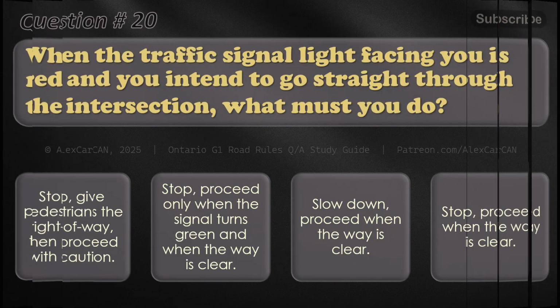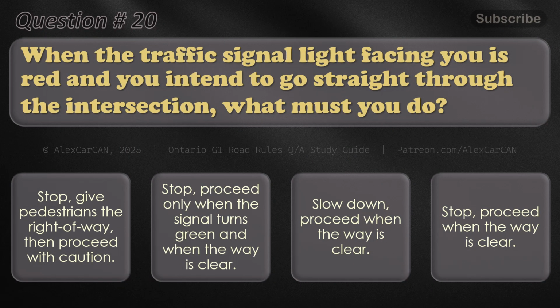Question number 20. When the traffic signal light facing you is red and you intend to go straight through the intersection, what must you do? Stop, give pedestrians the right of way, then proceed with caution. Stop, proceed only when the signal turns green and when the way is clear. Slow down, proceed when the way is clear. Stop, proceed when the way is clear.